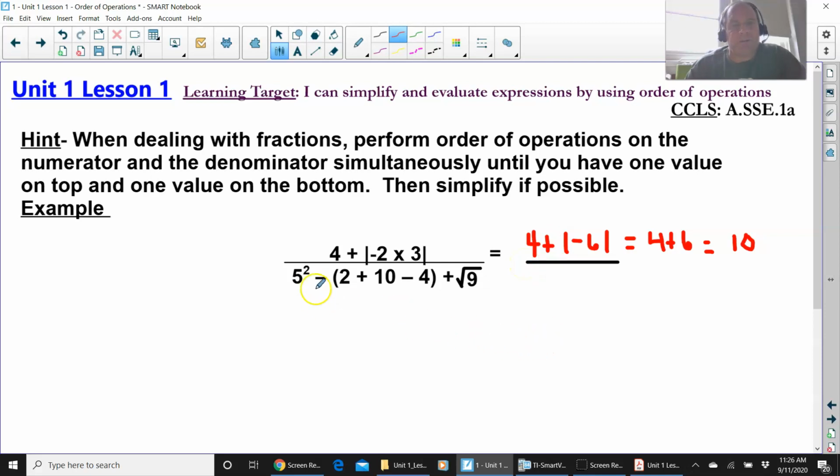The denominator looks a little bit confusing, but we're going to work through it. So I see parentheses right now, and I see addition and subtraction inside those parentheses. So I'm going to work from left to right. 2 plus 10 is 12, and 12 minus 4 is 8. So I'm going to just write down right here 5 squared. I know what 5 squared is. 5 times 5, which is 25.